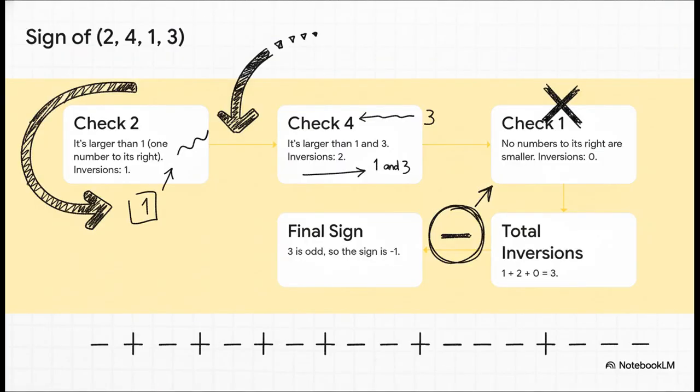Let's just do one. It's easier to see. Take the permutation 2, 4, 1, 3. We go number by number from left to right. Start with the 2. Look at all the numbers to its right. Is any of them smaller? Yep, the 1 is. So that's 1 inversion. Next, the 4. How many numbers to its right are smaller? Well, both 1 and 3 are. That's 2 more inversions. Now the 1. Anything to its right that's smaller? Nope. So, we add them up. 1 plus 2 is 3. Since 3 is an odd number, the sign for this permutation is -1.